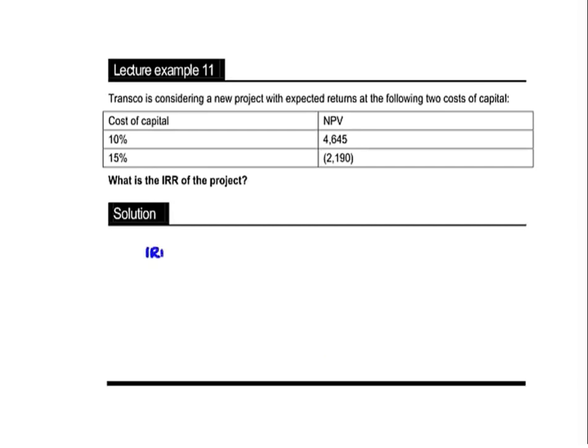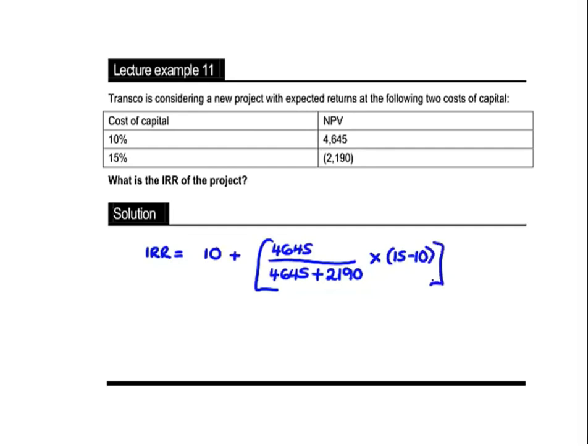So the IRR then is equal to the lowest discount rate, which is 10, plus the NPV of the project at the biggest discount rate divided by the NPV at the biggest rate minus the NPV at 15%. A minus and a minus makes a plus, so that's 2,190 times by the difference between the discount rates. So multiply that by 5.